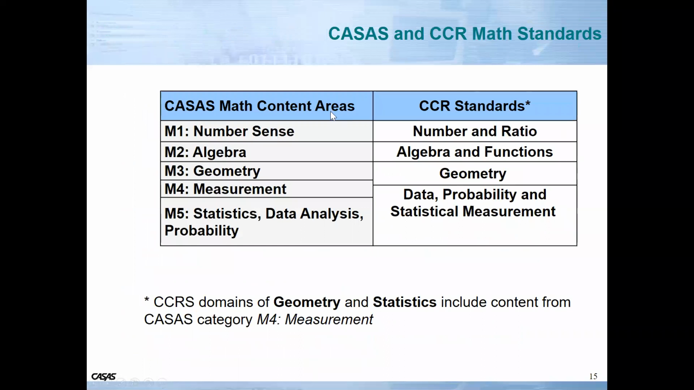So there's not exactly a one-to-one relationship between our CASAS math standards and the CCR standards. Here you can see how there are slightly different names to them and different, especially measurement, the last two in the CCR are combined, but in our CASAS standards, we've separated out measurement from statistics, data analysis, and probability.